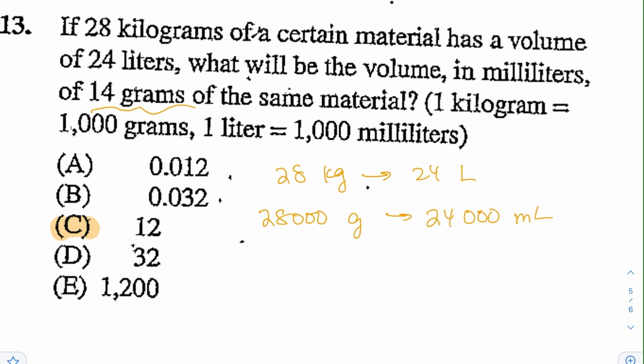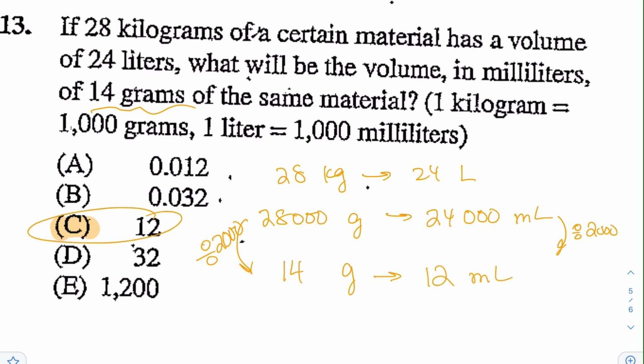24,000 milliliters. And want to turn 28,000 into just 14 grams. Do that by dividing by 2,000 to get rid of the 3 zeros. So you also have to divide the right side by 2,000. And that will just give you 12. Choice C. So this is just a proportion question, or you can also use unit rates. Just make sure you convert. Kilo, remember, is 1,000 times bigger, and milli is 1,000 times smaller.